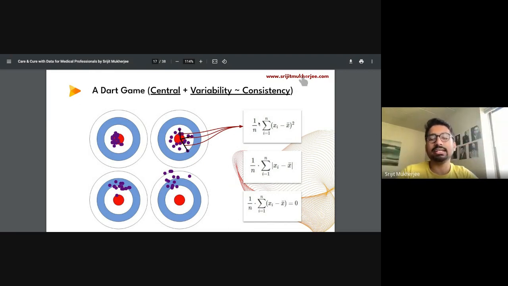You can see on the right hand side the mean of all the distances from its mean, and the more it is, the more variability and the lesser the consistency. So variability is related to consistency in this way: the more the variability, the lesser the consistency. The lesser the variability, the more the consistency, right? So you can measure the performance of these dart players in this way.